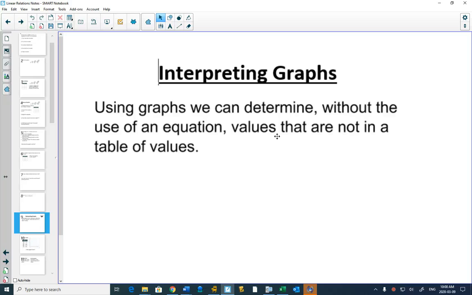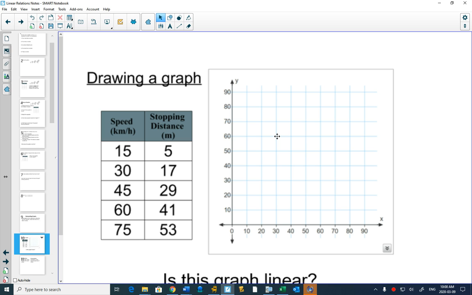Right, so we're going to interpret some graphs. One of the things we're going to find is that all of those patterns we did, that we could create an equation from, we can put onto a graph. And then you can figure out things that are not even in your table of values. So here's the first example that we're looking at.